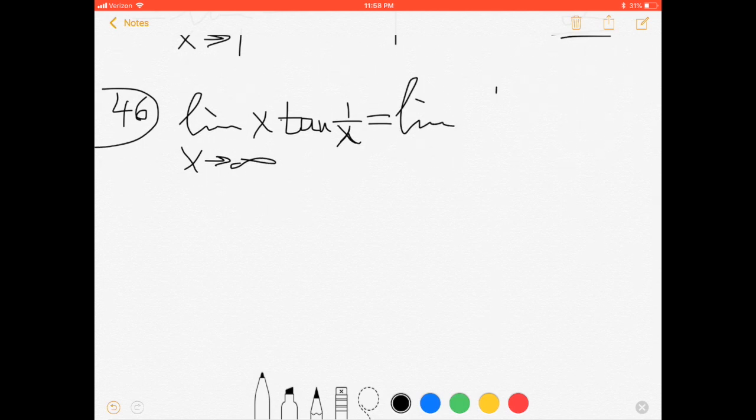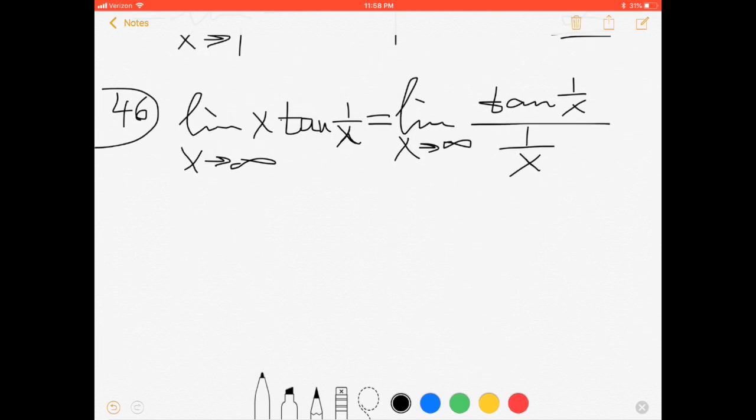Okay, limit tangent 1 over x divided by 1 over x, x approaches infinity. 1 over x is 0, tangent 0 is 0. This means you have 0 here, and 1 over x, 1 over infinity is 0. Okay, 0 over 0. L'Hopital rule works.